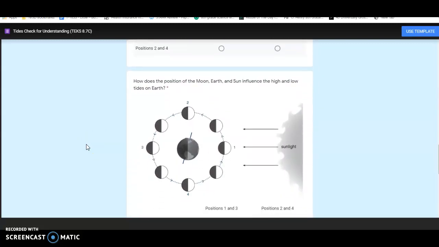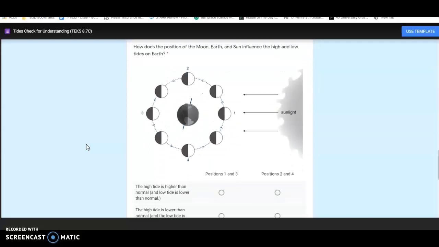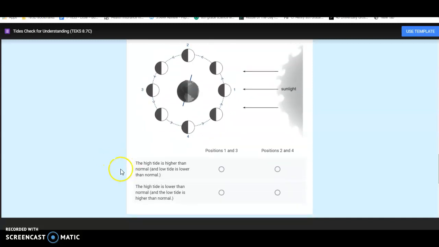Next question. How does the position of the moon, earth, and sun influence the high and low tides on Earth? And again, it's got the same image as before. Is the high tide higher than normal, meaning the low tide is lower than normal, at positions 1 and 3 or at positions 2 and 4?